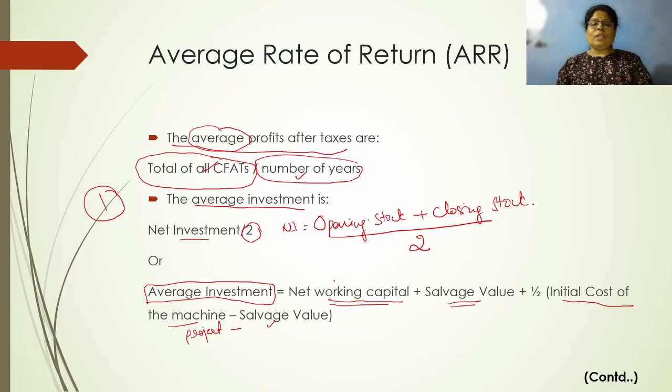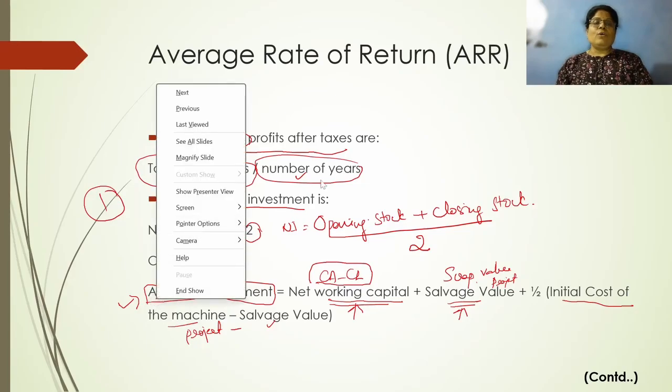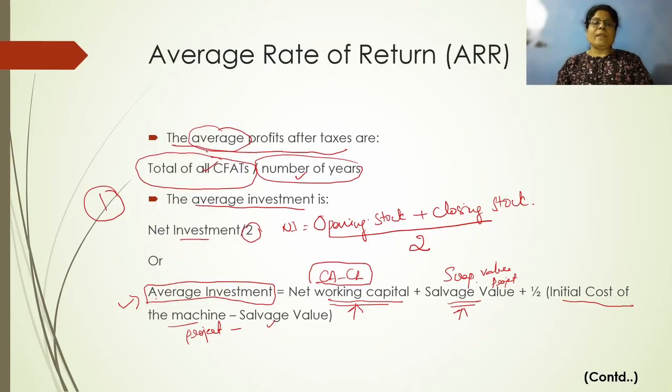So as you know, the net working capital is current assets minus current liabilities, and salvage value is scrap value. This is related to the denominator under ARR. So this is a numerator, right? The average profits after taxes, that is total of all cash flow after taxes divided by number of years. And the denominator is either you can calculate net investment by 2 if at all they don't give any net working capital or salvage value.